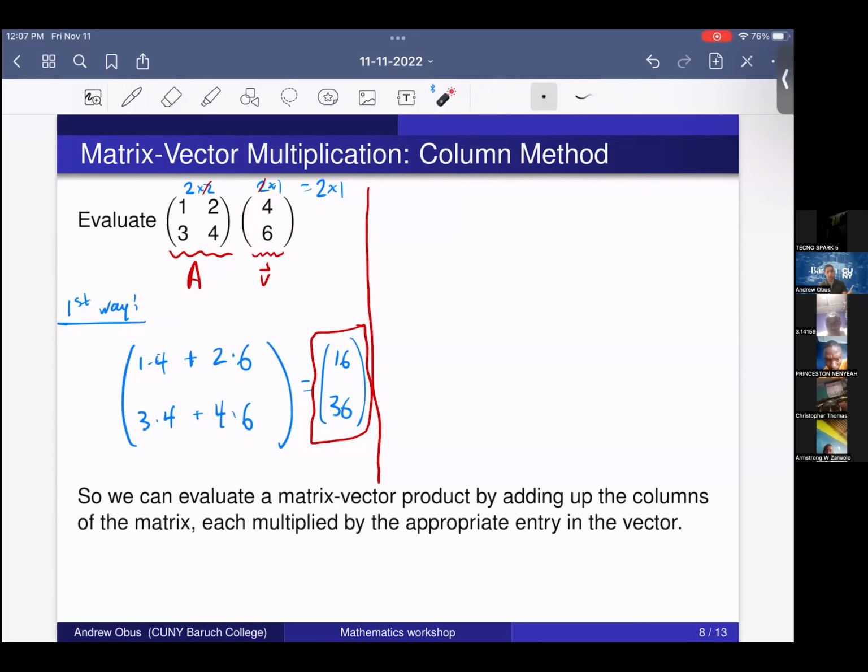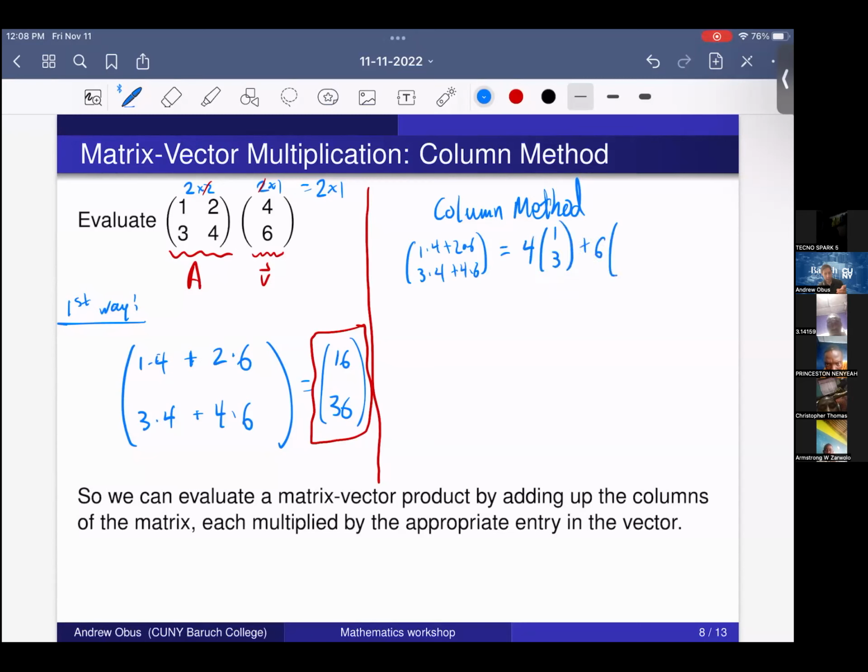But there's another way of doing this, which is often a very good way when you're doing a matrix times a column vector. That's called the column method. What's the column method? Well, we know the answer is 1 times 4 plus 2 times 6, and then 3 times 4 plus 4 times 6. I can write this as 4 times the vector 1, 3, plus 6 times the column 2, 4.